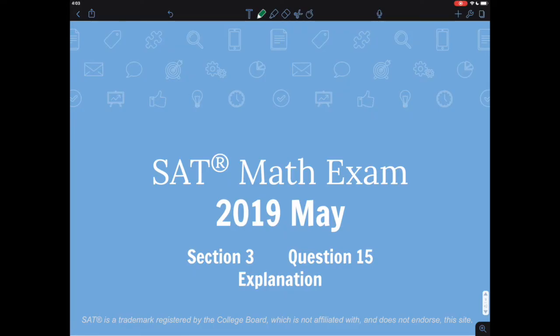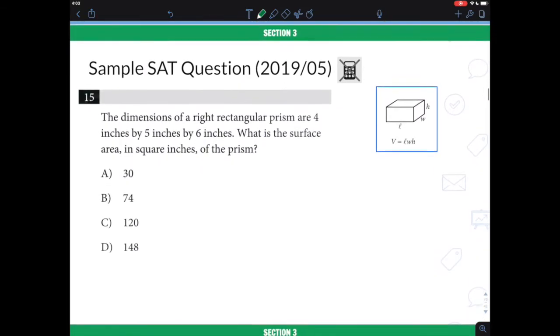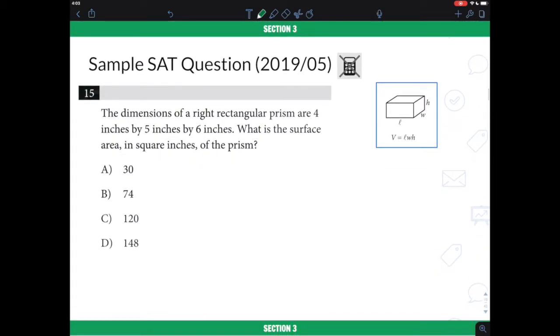We will go over the 2019 May SAT exam, section 3, question 15. This question falls into the geometry topic, but it's pretty straightforward. There's only one thing that you have to be very careful of: analyze the shape carefully as you find the surface area.